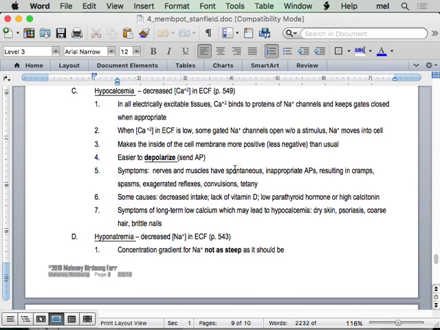And what happens is nerves and muscles have spontaneous, inappropriate action potentials, which can cause cramps and spasms, exaggerated reflexes, convulsions, tetanic muscle contraction, in which your muscles just will not relax at all. And it can get really serious.